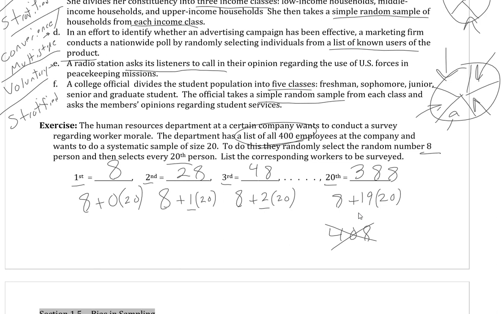But that's what you want to keep in mind with systematic. The number of the individual that you're looking at, whichever individual order you're looking at, that's one more than the amount of places you add. So, for example, if I'm looking at the 10th person, I would say, all right, take 8 and add, since I'm looking at the 10th, I would add 9 20s. And that's how I'd solve that. That would give me 188.